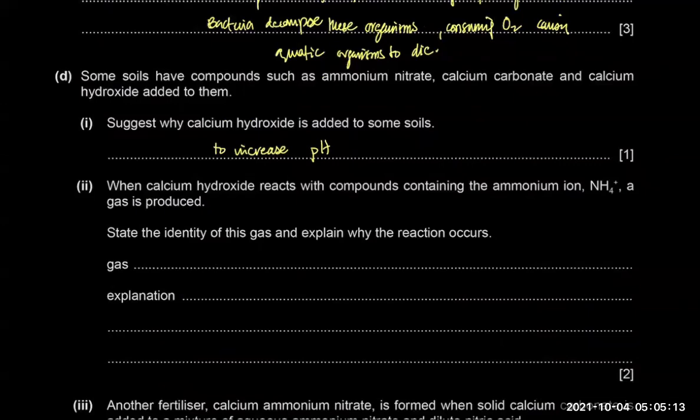So when it reacts with ammonium ion, a gas is produced. What is the identity of the gas? When ammonium and hydroxide react, ammonium will act as a proton donor. It will donate that proton to the hydroxide to form NH3 plus H2O. It's a neutralization reaction. Ammonium is a weak acid and hydroxide is a base. So we can say that the gas is ammonia. Okay.